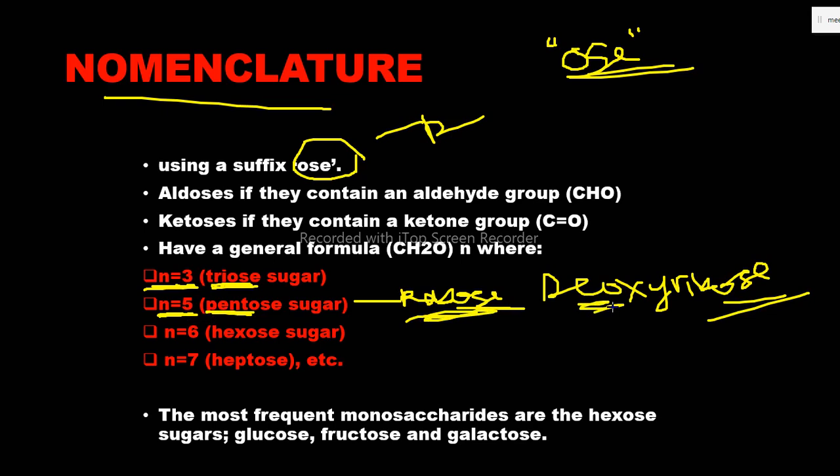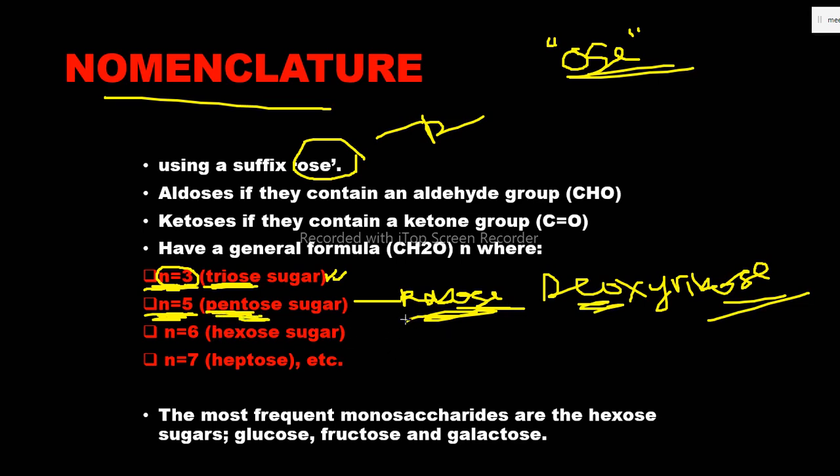So we name these carbohydrates, these monosaccharides, by adding the suffix -ose on the stem name. For instance, the stem name is gotten from the number of carbon atoms. If it has 3 carbon atoms, then that one is a triose sugar. I'll talk about this in a moment. Then if it has 5 carbon atoms, then that one becomes a pentose sugar.